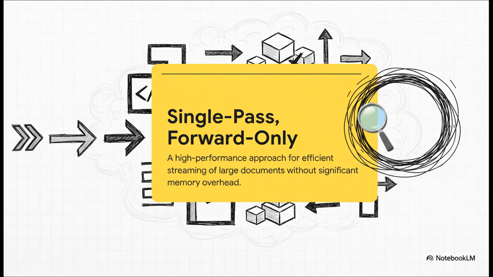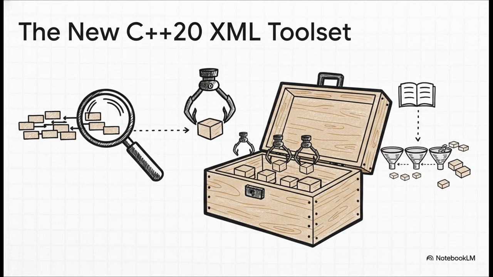And this really shows you the performance philosophy behind the new API. It's a single-pass, forward-only reader. So what does that mean? It means it's designed from day one for pure speed and efficiency. It's perfect for streaming and processing massive, complex XML documents without bogging down your whole system with heavy memory allocations. With this new API, you, the developer, now have an incredibly expressive and allocation-efficient toolset.